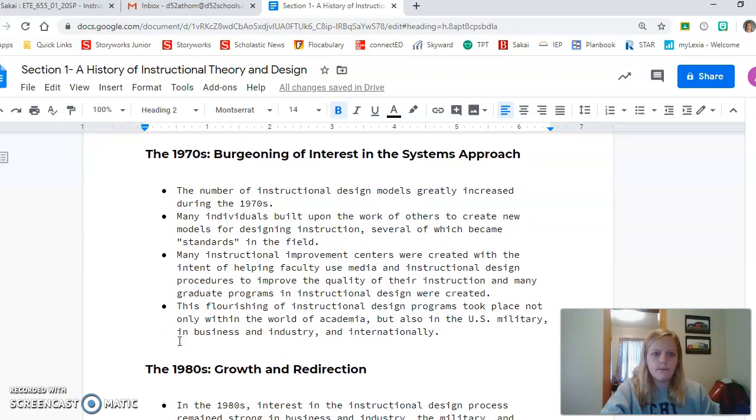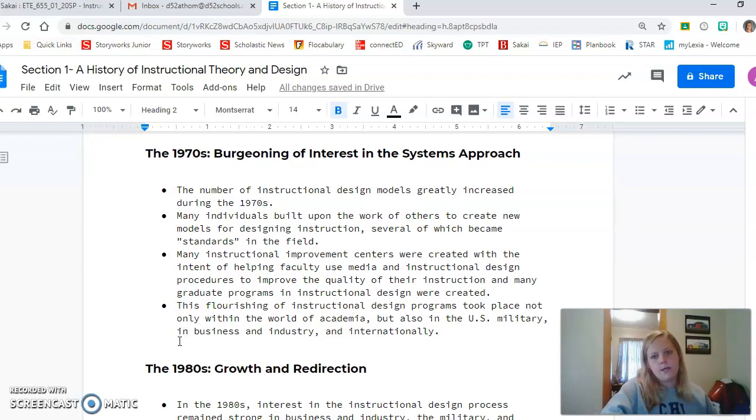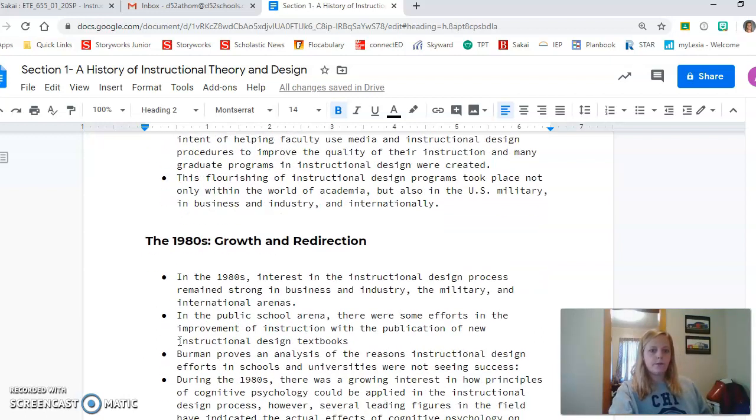Let's start with the 1970s. The number of instructional design models started to increase greatly in the 1970s. Many individuals built upon the work of others. There were a lot of improvement centers, and a lot of people were working on it. It was a flourishing time, not only in the world of education, but also in the military and business industry, and that sort of thing.